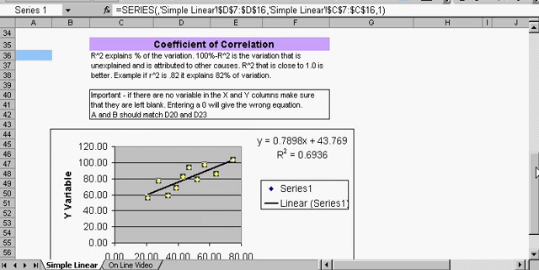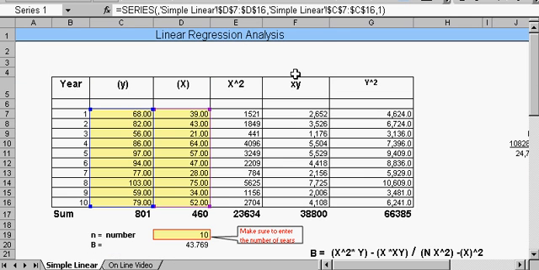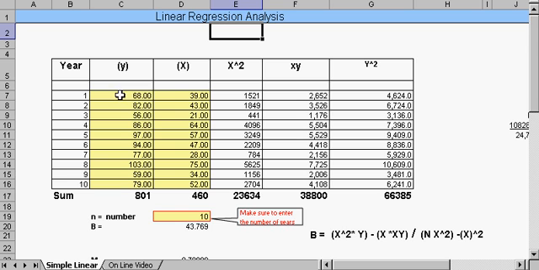We can fill in our data in yellow, and then it's automatically calculated for us. So this first column, E, is x to the second power. F is x times y, and column G is y squared. These are the sum of all these values, and here is the formula that calculates B.